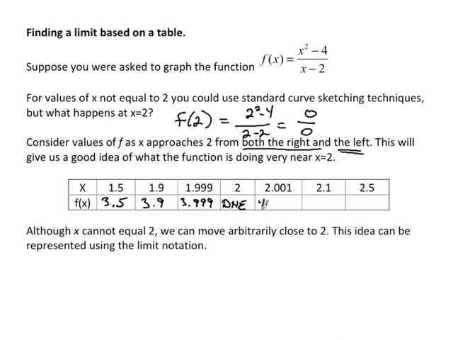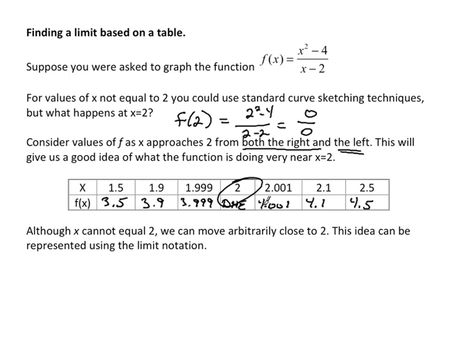This is 4.001. This is 4.1, and this one was 4.5. Now, although x cannot equal 2, as we can see there, we can move arbitrarily closer to it. We can get a lot closer to 2 from the right and from the left than what we did. I can make this 1.999999, and this 2.0000000000000000001. So I'm squeezing in on 2. I'm getting really super close to 2.